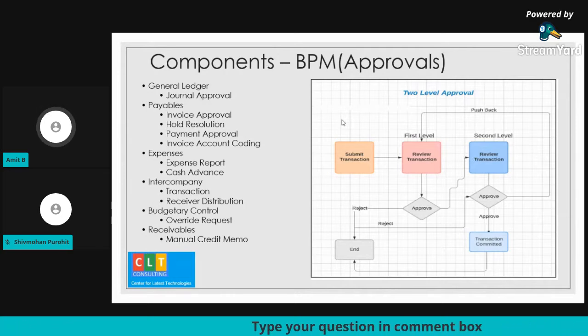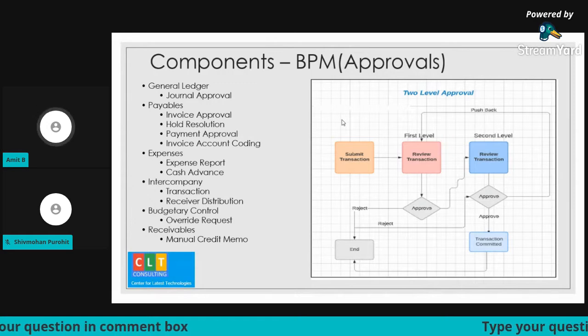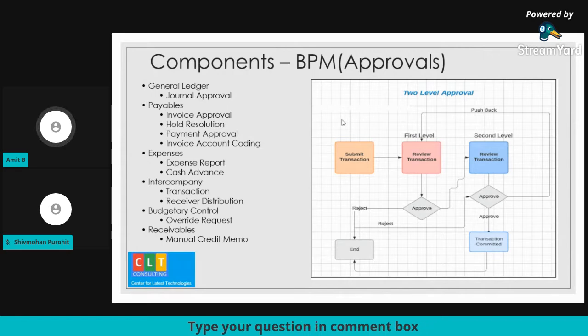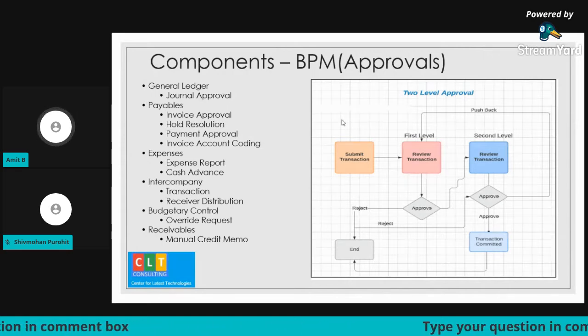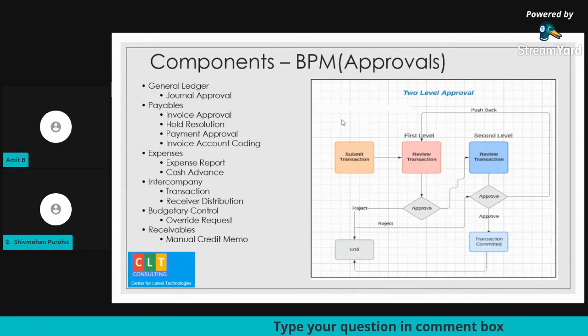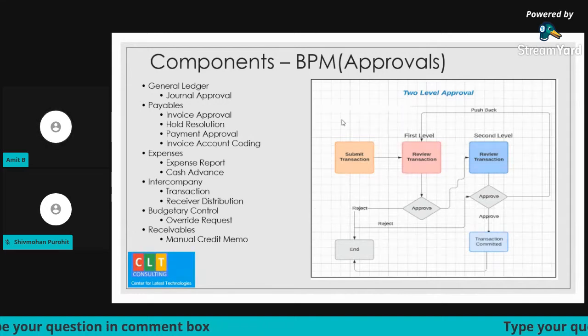Once it is approved and goes to the second level of approval, either it is approved or rejected. If it is rejected, it goes back and terminates there. If it is approved, then the transaction is succeeded or committed. So this is how it looks in picture, and that is how we can set it up in the system as well.